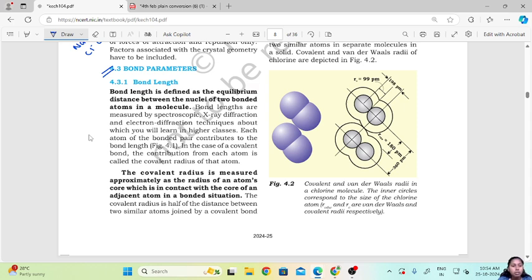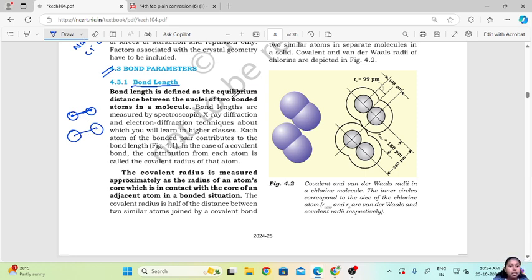So bond parameters involve, first one is your bond length, the length of the bond. Now bond length is defined as equilibrium distance between the nuclei of 2 bonded atoms in a molecule. If you have 2 atoms which are bonded together, bond length is the distance between the nuclei of both the atoms. So nuclei of this atom and nuclei of this atom, this distance. For example, if you take 2 circles, each center, when you connect them center to center, this distance is known as your bond length.